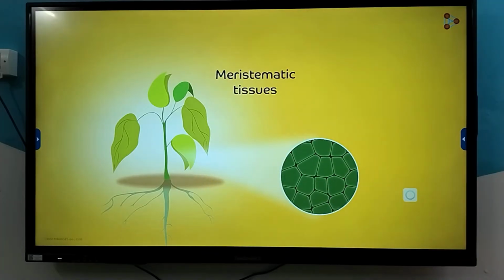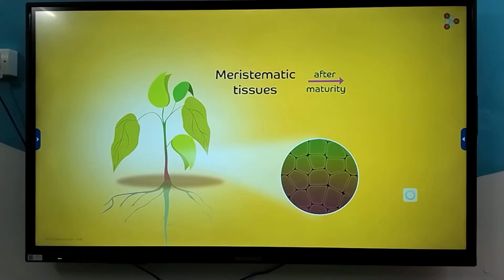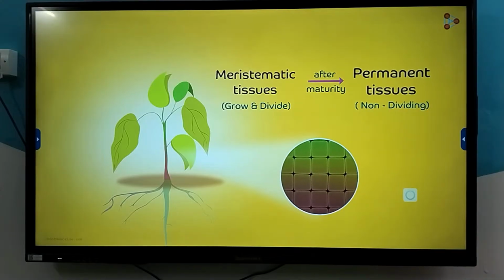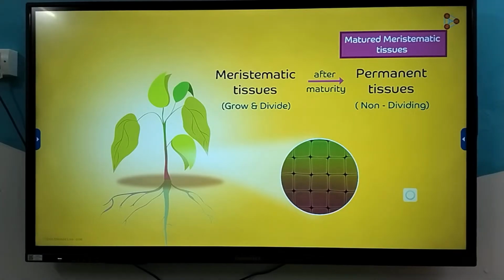When meristematic tissues have divided and reached the final stage of division, they attain maturity. After this point, these tissues do not divide anymore. They only get differentiated into different parts, and these non-dividing tissues then become permanent tissues. Did you understand what this means? It means both the meristematic tissues and permanent tissues are one and the same. When tissues grow and divide, they are known as meristematic tissues. And when they finally mature and divide no more, they become permanent tissues. So permanent tissues are nothing but mature meristematic tissues.